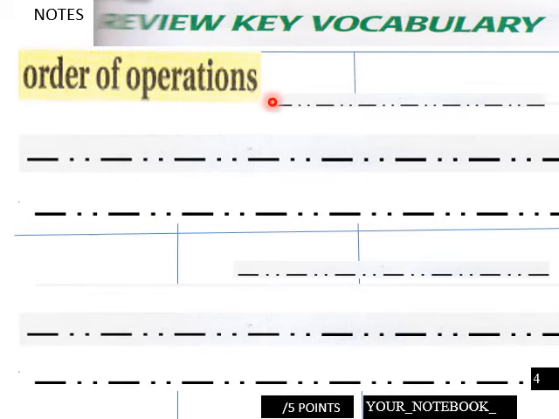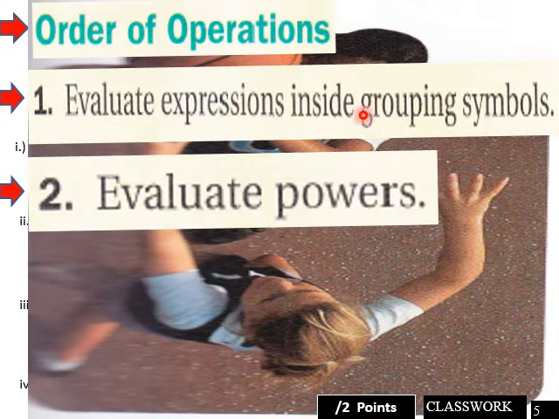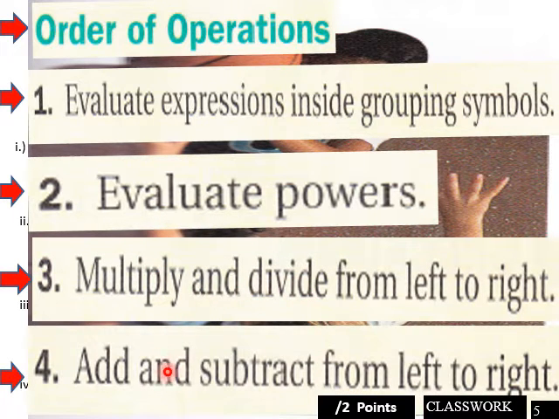Students, in your own words, define order of operations. Order of operations: evaluate expressions inside grouping symbols, evaluate powers, multiply and divide from left to right, add and subtract from left to right. Here is the list, and this is the order. Usually we call this PEMDAS: parentheses, exponents, multiply, divide, addition, and subtraction. This is usually called PEMDAS, but this is another way of looking at PEMDAS.